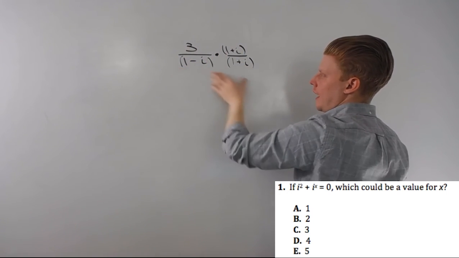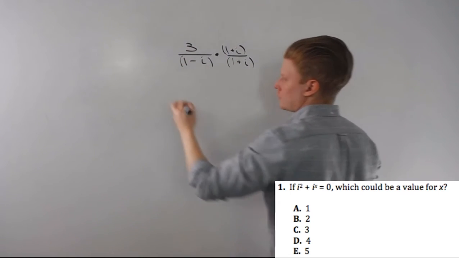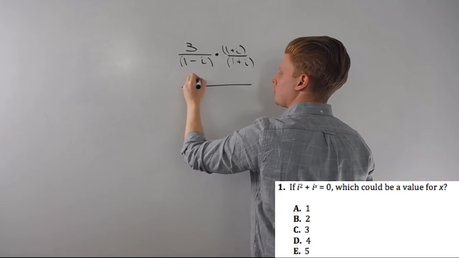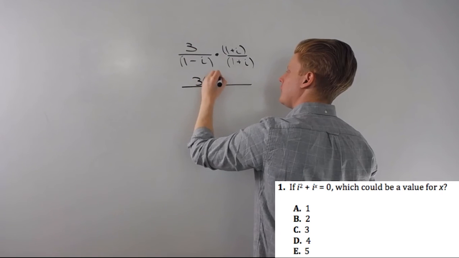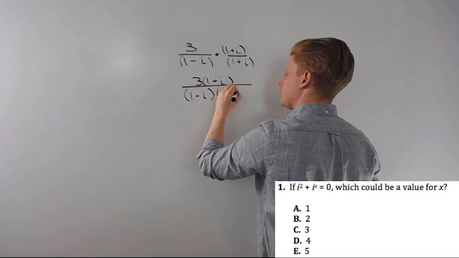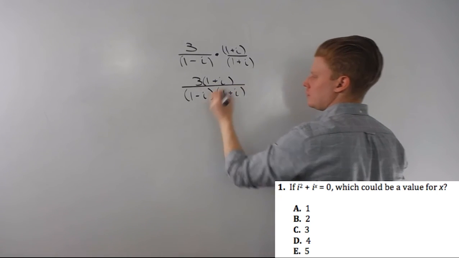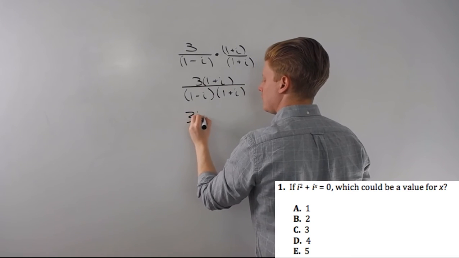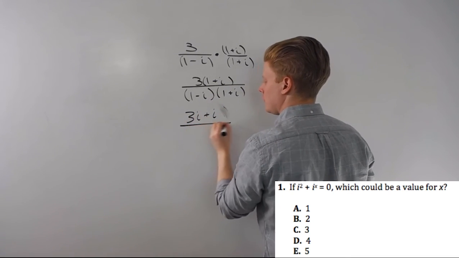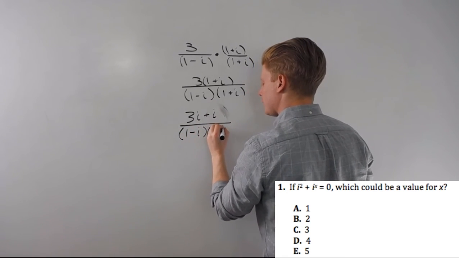Now I can multiply these together without leaving an i. Let's see how it works. So let's do the top first, just to get it out of the way so I don't have to think about it. 3 times 1 plus i. The bottom is 1 minus i times 1 plus i. Okay, and then that's going to basically turn into 3 plus 3i over (1 minus i)(1 plus i).